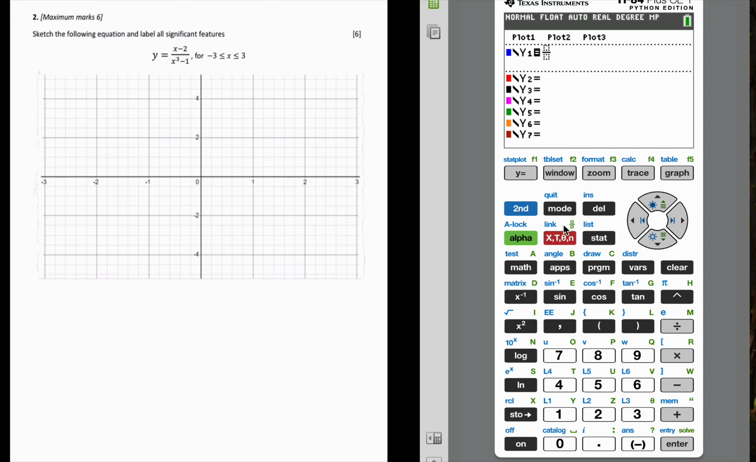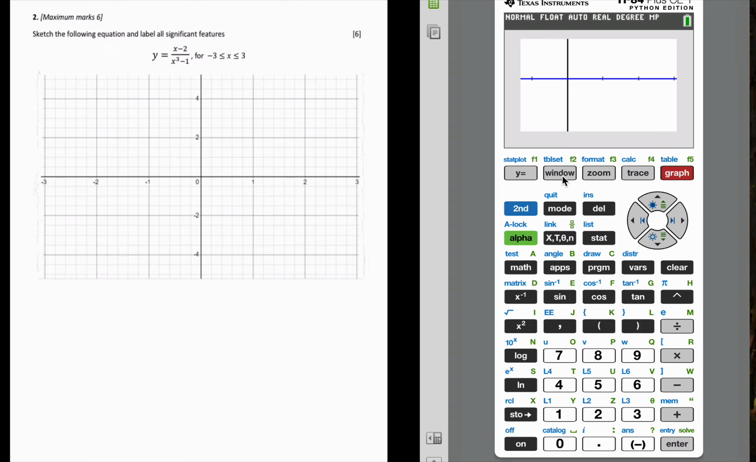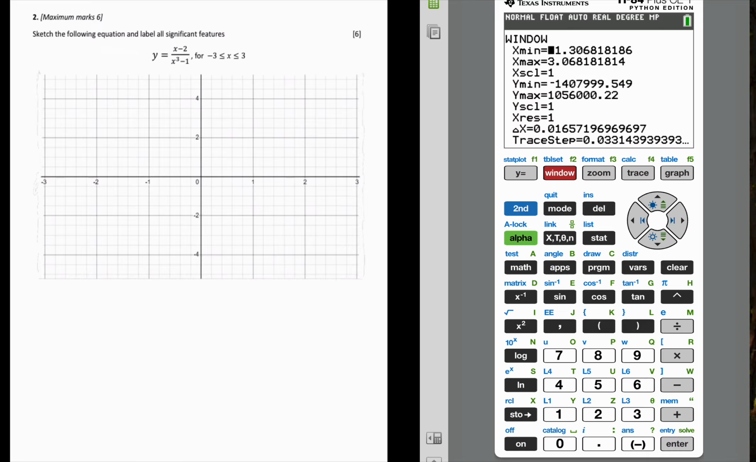So we're going to introduce the fraction, and we have x minus 2 over x cubed minus 1. And we can see when we graph this, we want to have our x-axis at -3 and 3. So we're going to go to our window, and we want this to be -3 to 3. And then for our y values, it looks like it's around -5, so -5 through to 5.